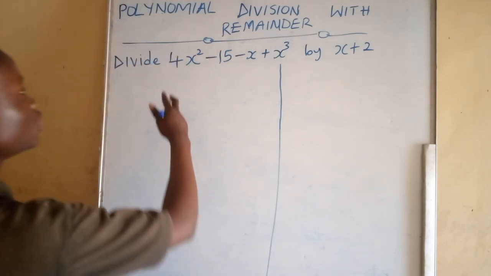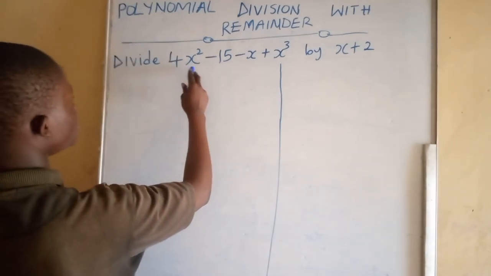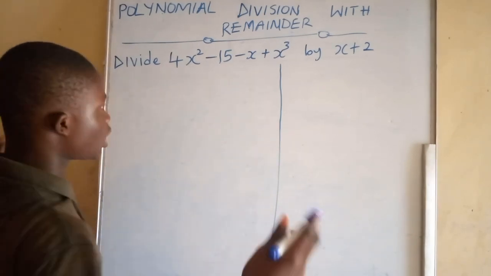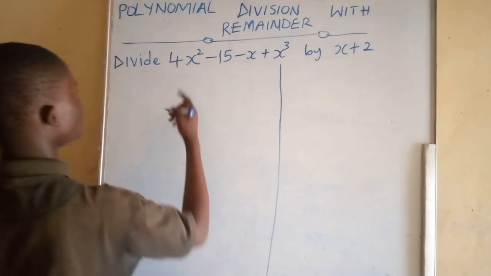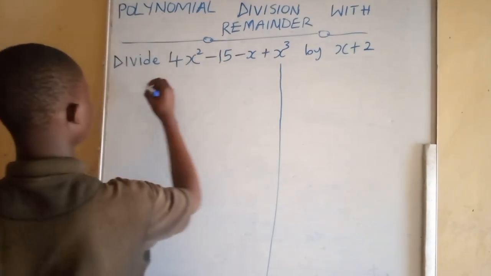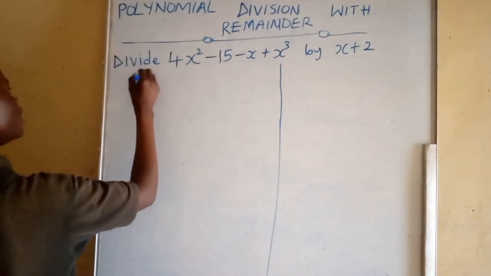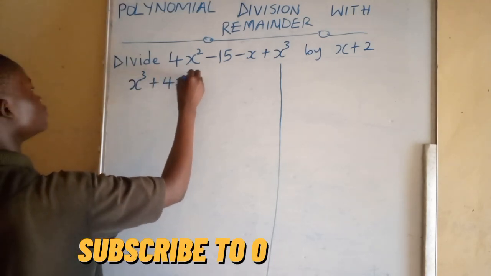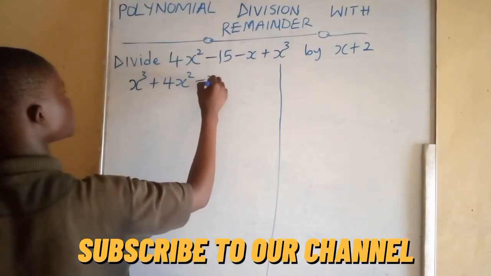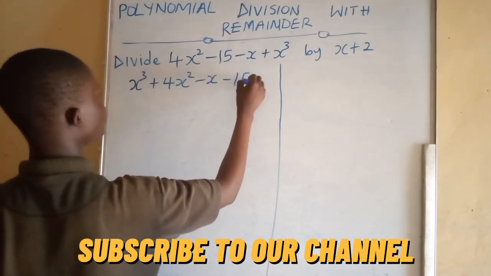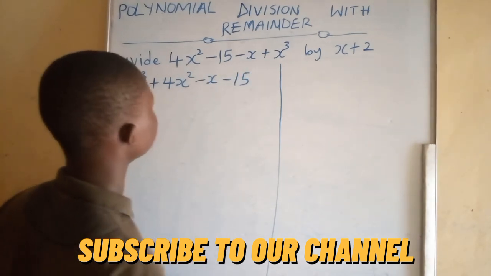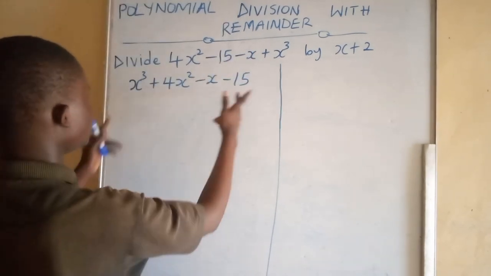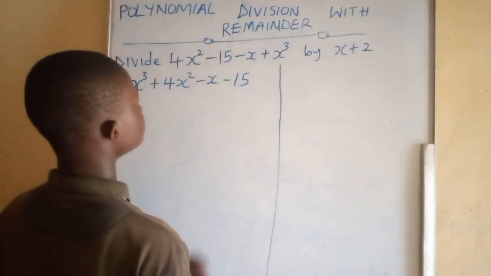Now from this question, you can see that this polynomial is not arranged in order. So you can arrange it. You can see that this one is x cubed. Put the x cubed here: x cubed plus 4x squared minus x minus 15. We just put all these things here in order. This question here is the same as what is here.